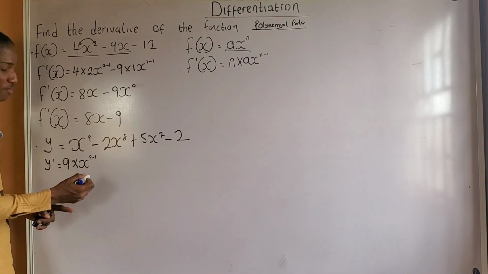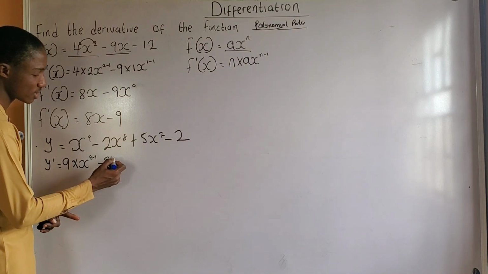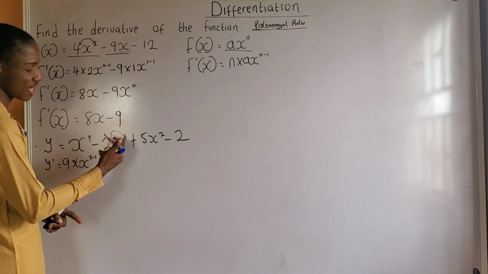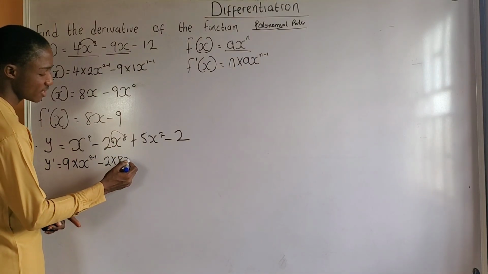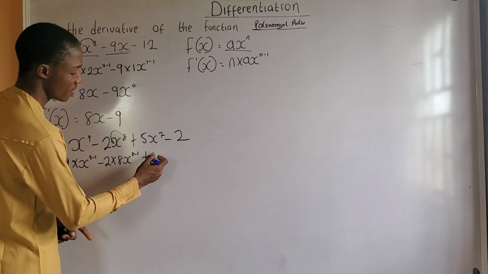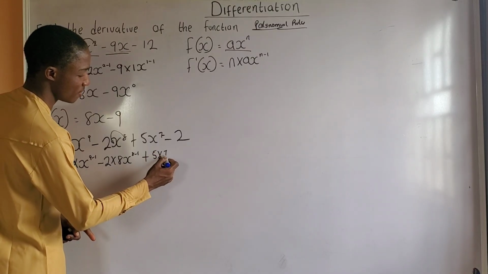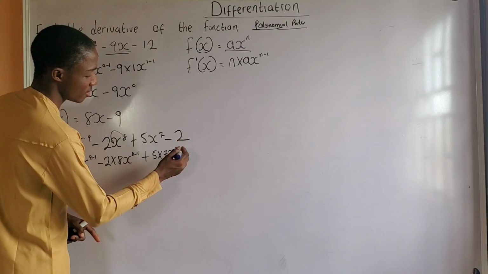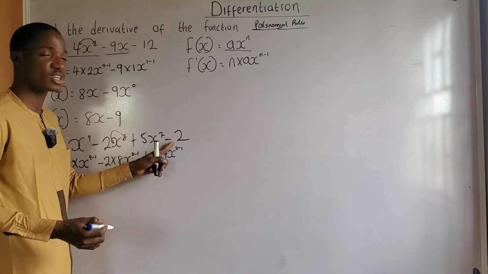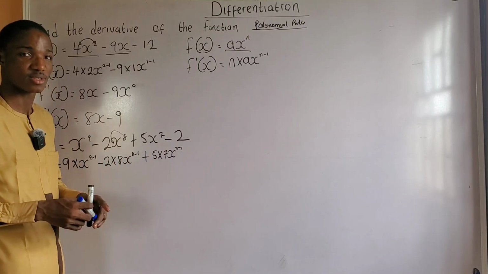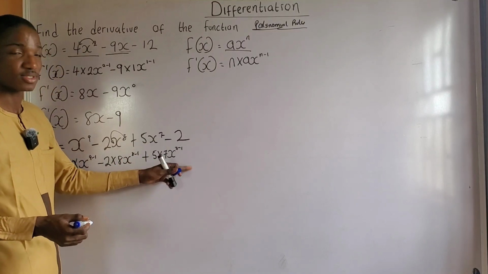Okay, now I'm going to have minus 2 times, now this 8 will multiply the coefficient of x here, minus 2 times 8 x raised to the power of 8 minus 1. Are you getting it? Plus 5 multiplied by 7 x raised to the power of 7 minus 1. Then, if you differentiate negative 2, you're going to have 0 because the derivative of a constant will give you 0. So, there is no need to write that, okay?